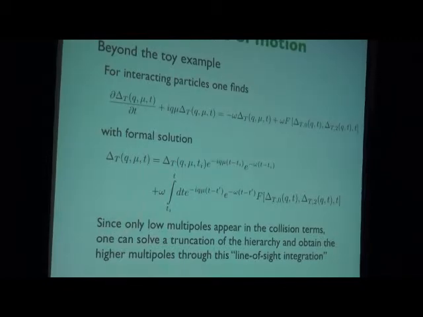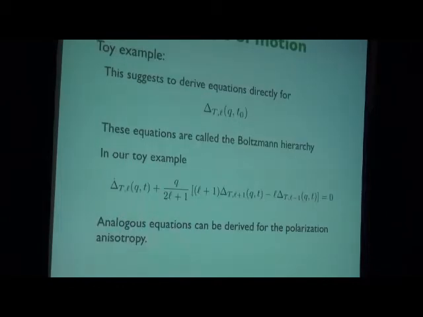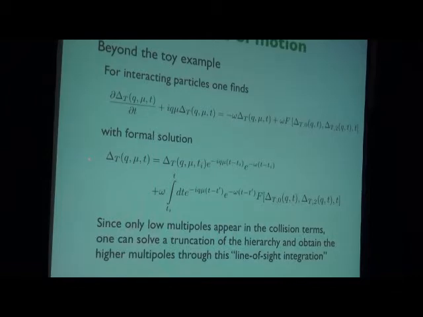And then there's this term, which naively looks inconvenient. I mean, I say it's a formal solution because it involves delta t on both sides. But what's good is that these collision terms only involve the lowest multipoles. So in this case here, I'm writing delta t0 and delta t2. And so what you can do is actually solve the Boltzmann hierarchy here for the lowest multipoles and then obtain all others from what is called the line of sight integral.